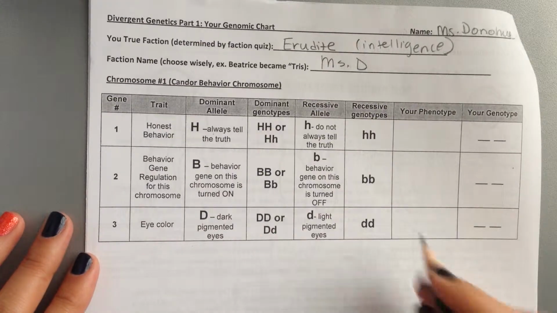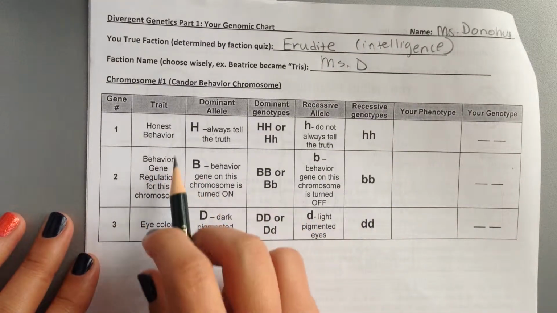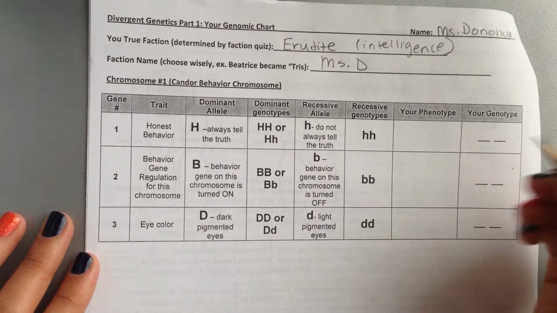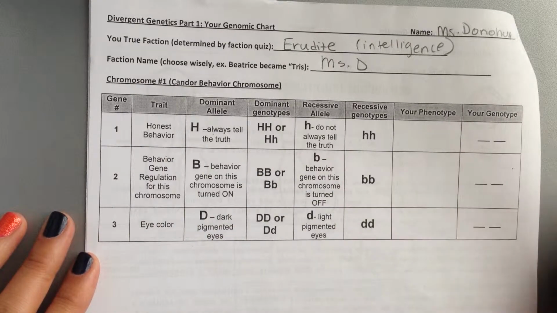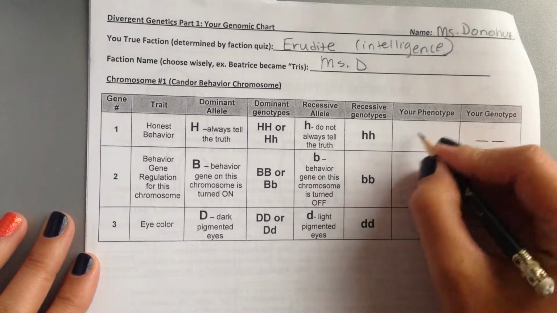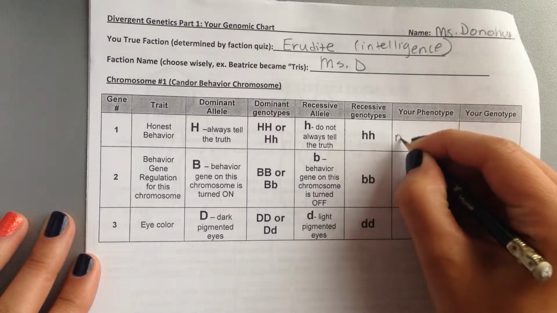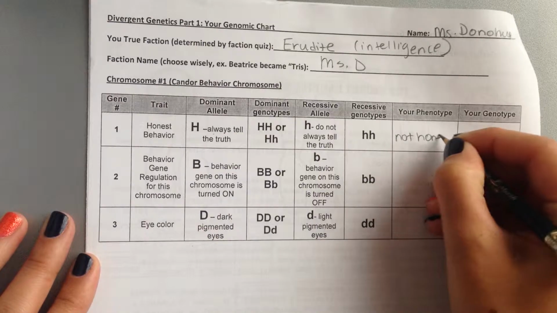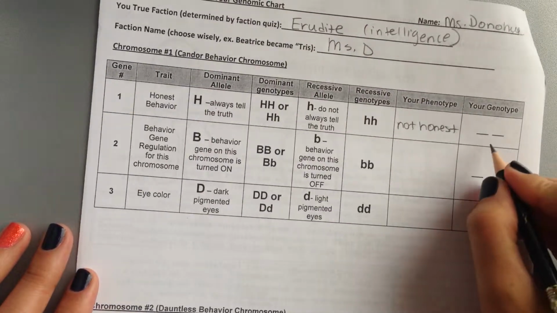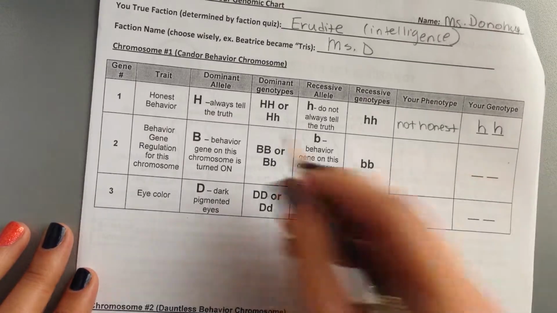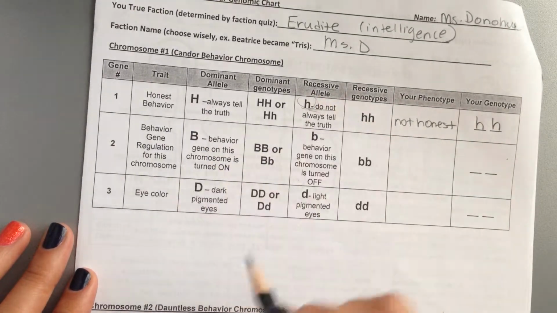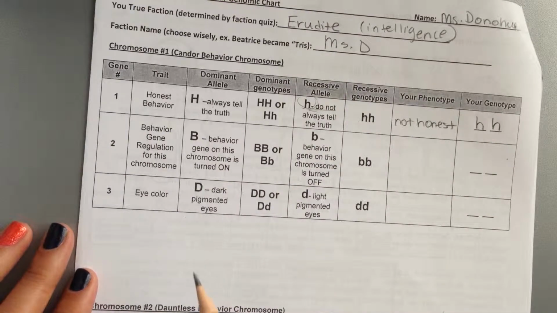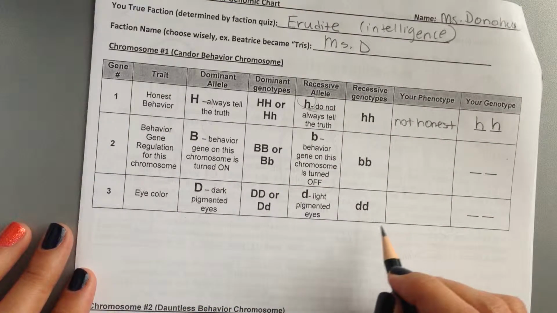So when I come to chromosome number 1 and I look over here for honest behavior, I have a couple different options. I know I cannot be displaying honest behavior, so let's just say my phenotype is going to be not honest. That means there's only one genotype for me to have for that, which would be little h, as noted. Over here, little h means you're not honest, it's recessive. The only way to get a recessive trait is to have 2 of those recessive alleles.